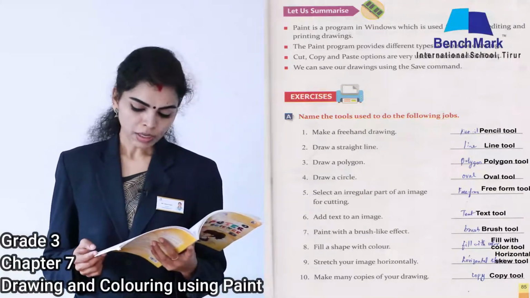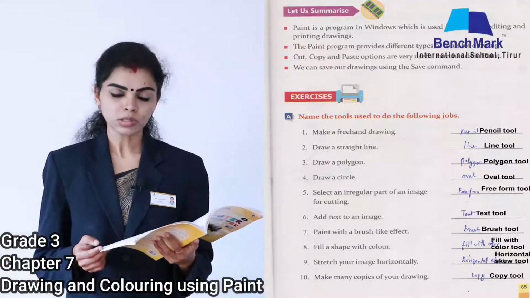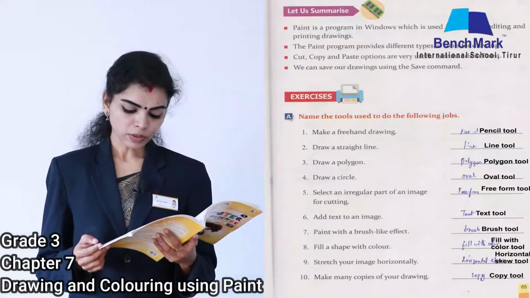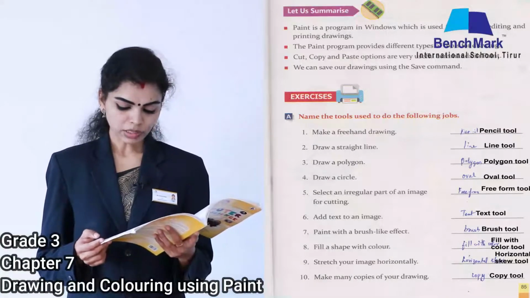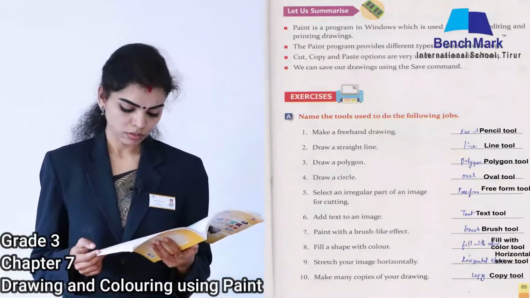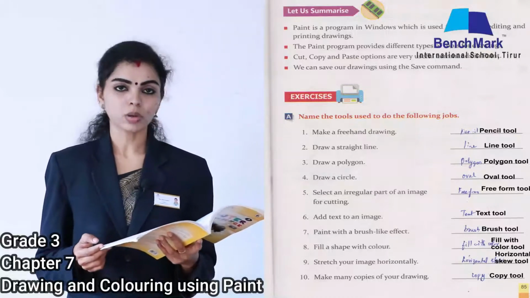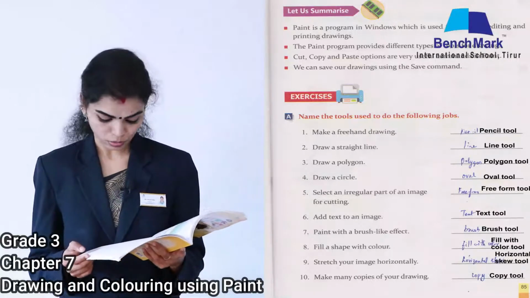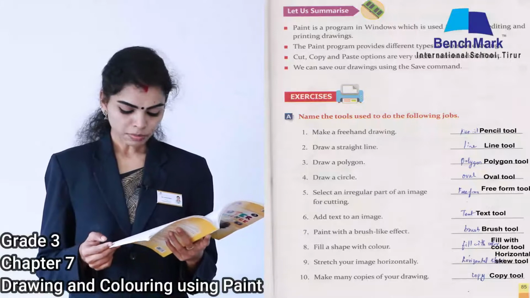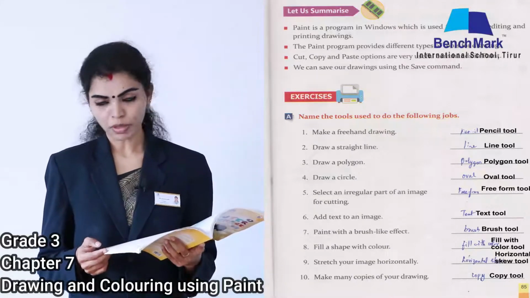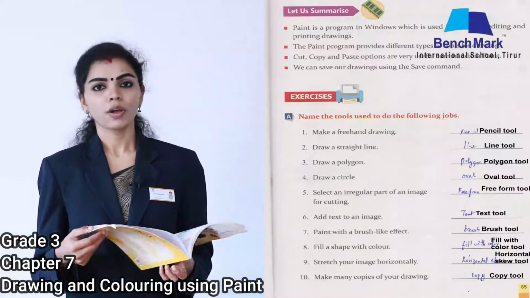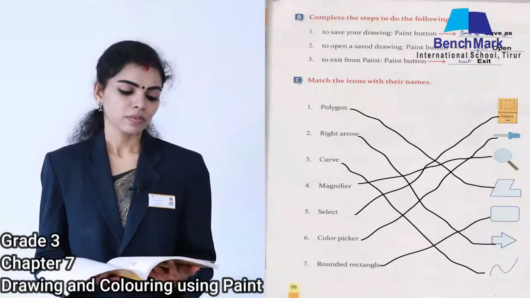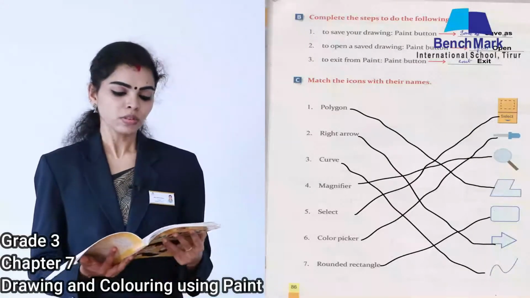Add text to an image. For adding text to an image we use the text tool. Paint with brush-like effect. For that we use the brush tool. Fill a shape with color, we use the fill with color tool. Stretch your image horizontally, we use the horizontal skew tool. Make many copies of your drawing. For making many copies of your drawing you use the copy tool. Okay, I hope it is clear.